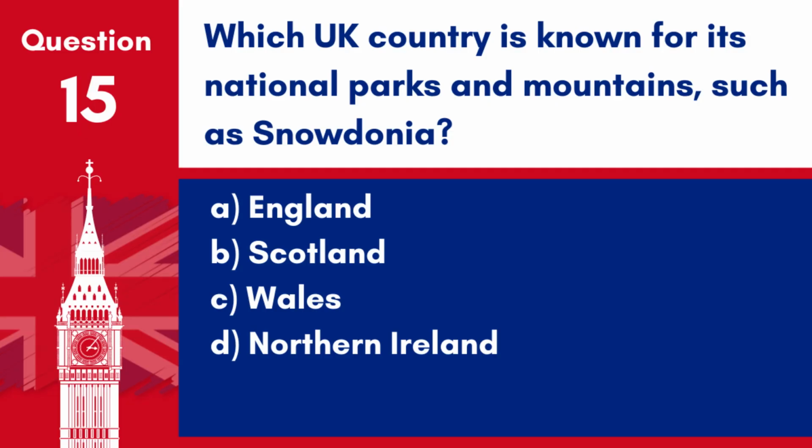Question 15. Which UK country is known for its national parks and mountains, such as Snowdonia? A. England. B. Scotland. C. Wales. D. Northern Ireland. Answer C. Wales. Wales is renowned for its beautiful national parks and rugged mountains, including Snowdonia.